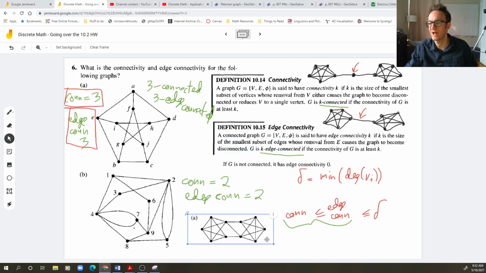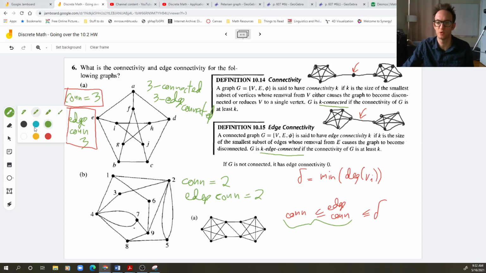So this little graph was meant to illustrate this principle, and let's just do it really fast in blue. What is delta in this case? Well, in fact, there's no vertex of low degree. So delta is actually just 4 in this case, because every vertex has at least degree 4, maybe even higher, maybe 5. 1, 2, 3, no, 4. There is one of 4.